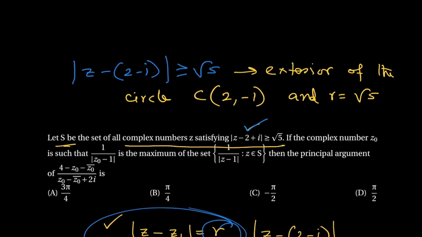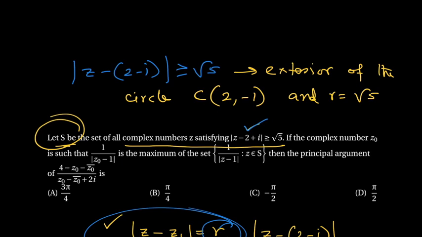So what does S represent? S will be the collection of all points which lie on the circumference or the exterior of a circle centered at (2, minus 1) and having radius r equal to root 5. So in the next step we have to represent it geometrically. And before going to that, let's look at the remaining part of the question.